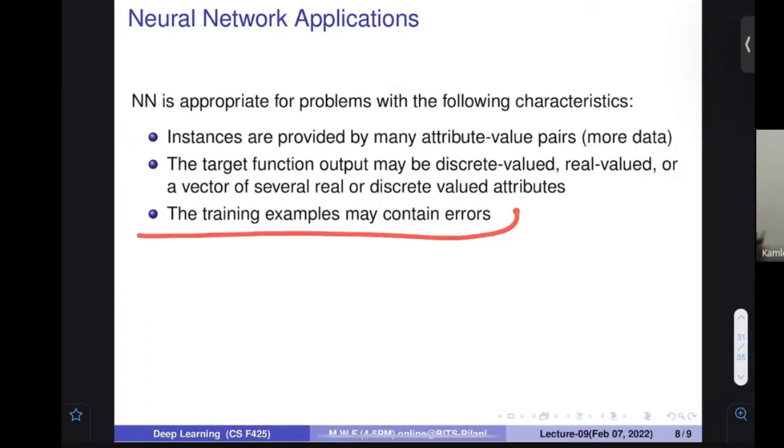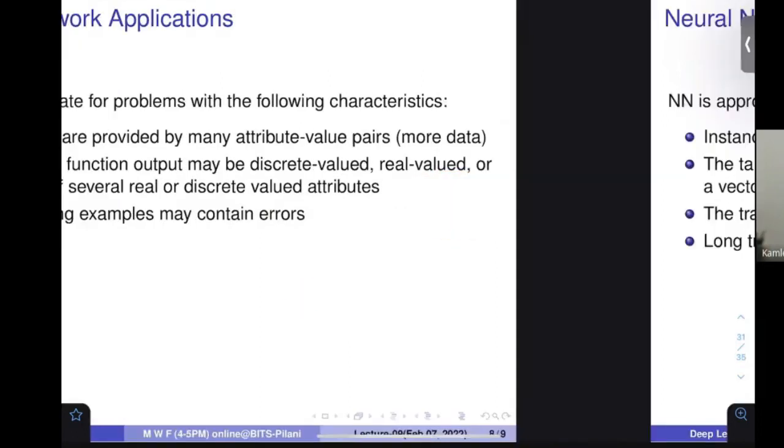Training examples may contain error. This is a very important thing. Sometimes this kind of network architecture can handle the errors as well. If the data has some kind of error, it can handle those kinds of things.